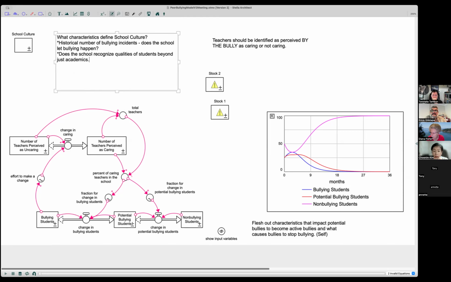So let me know, Tony, if I'm capturing some of what you're trying to say here. High pressure, in other words: are we recognizing the qualities of more of the students so they can feel good about what they bring to the school? Let me know if I have not captured that, or if we should put a different one.